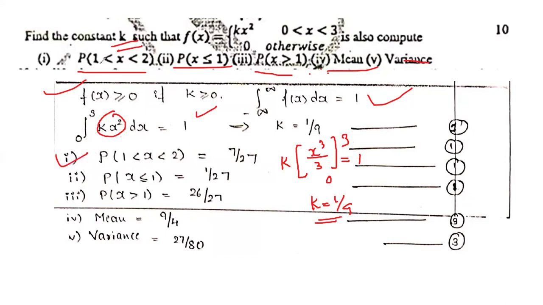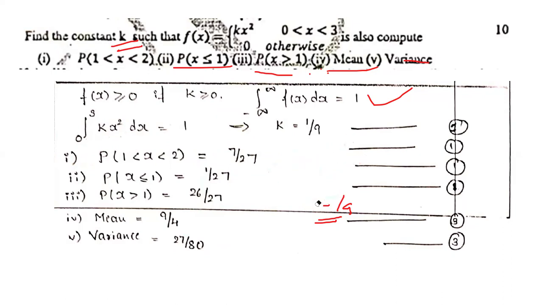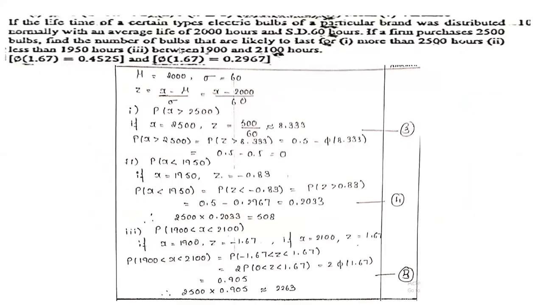Now, the k value we have found out. P(1 less than or equal to x less than or equal to 2) means 7 by 27. So if I talk about P(x less than or equal to 1), what is it? 1 by 27. P(x greater than 1) is equal to 26 by 27. Mean and variance using the formula. So these are the solutions for the next question. I think it's clear to all. So follow the equation, then you can simplify it in an easy manner. It's not so complicated. Okay, just practice it once and go for the examination.